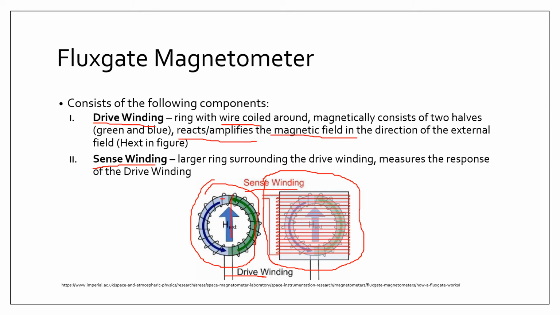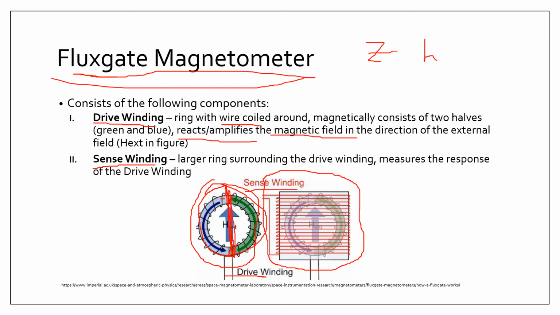So they only react to a specific component of the magnetic field of the Earth. It could be the horizontal, or it could be the vertical component. So that's the important feature of a flux gate magnetometer: it can separate the Z and the H components of your magnetic field, or rather the magnetic flux density. All right. Now your sense winding is basically the sensor of your magnetometer, and it is just wrapped around the outside of the drive winding. So it is supposed to detect the response of, or the amplification done by, the drive winding.